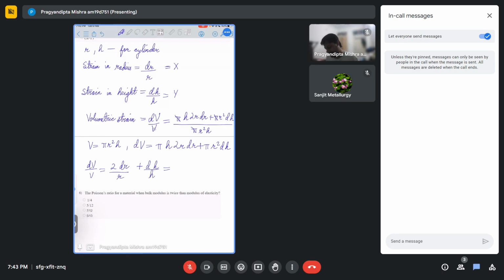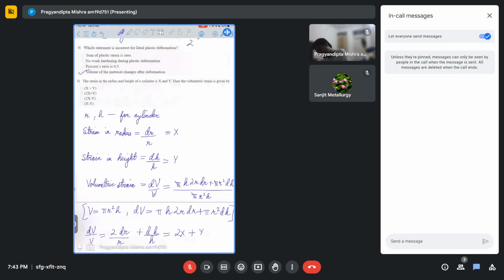Correct? This is something that you have to find. So what is dr by r? That is x. So 2x plus dh by h is y. So 2x plus y is your option. So it should be this option. Correct? Any doubt? No, sir. Okay.